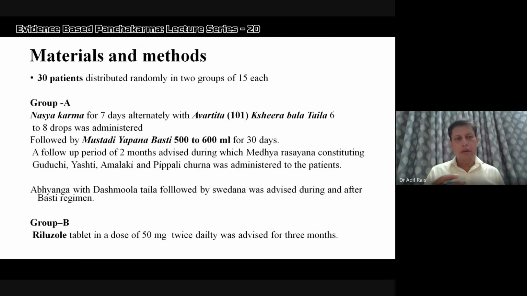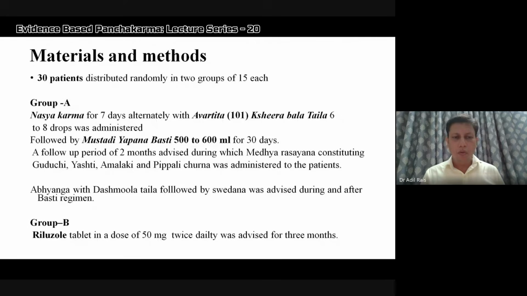In Group A, Nasya was done for 7 days alternately with Anu Taila, followed by Mustadi Yapan Vasti for 30 days. Then a 2-month follow-up period was devised, and during that period the Rasayan of Guduchi, Yashtimadhu, Amalaki and Pippali churna was administered to the patient. Abhyanga with Dashmul Taila followed by Sarvang Swedan was advised during and after the Basti regime.